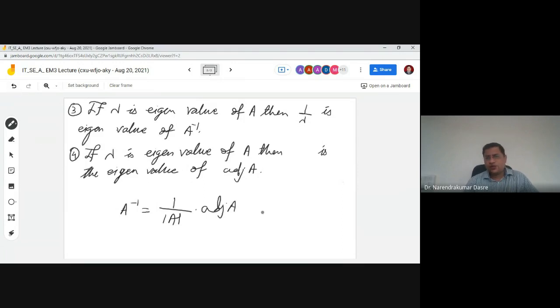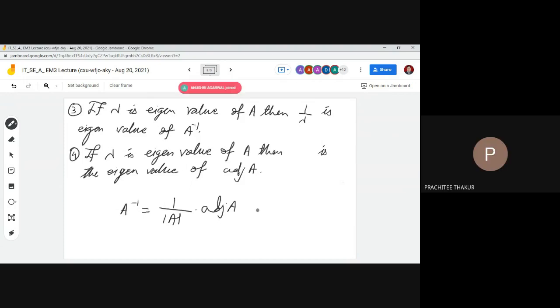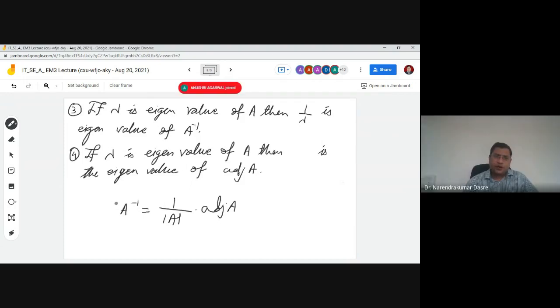Are you familiar with this relation? Yes, sir. Okay. So I will operate this A inverse on the vector.